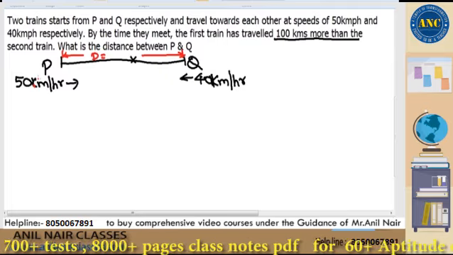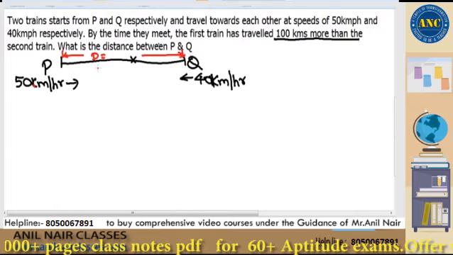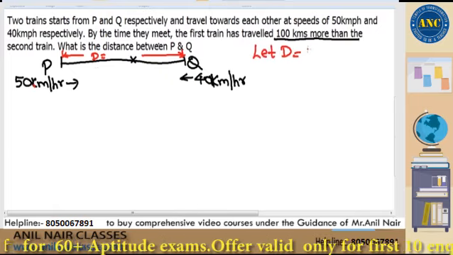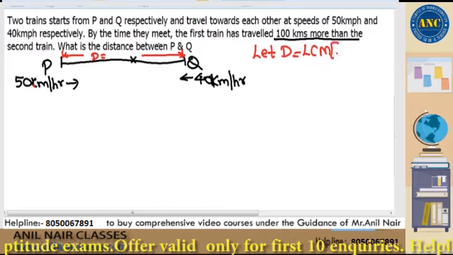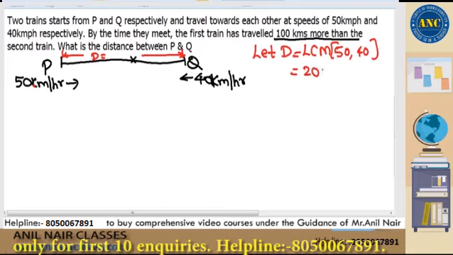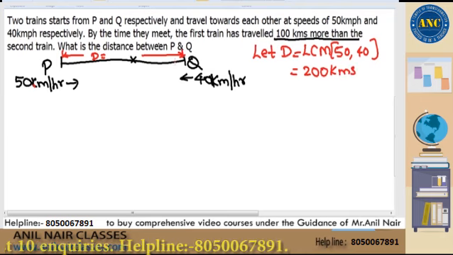Now see here. Listen to this carefully. I want to find the distance, but I know that the distance is constant. I'll assume it as LCM of 50 and 40. LCM of 50 and 40 is 200. I am assuming the distance as 200 kilometers. This is my assumption. It may or may not be the correct value.